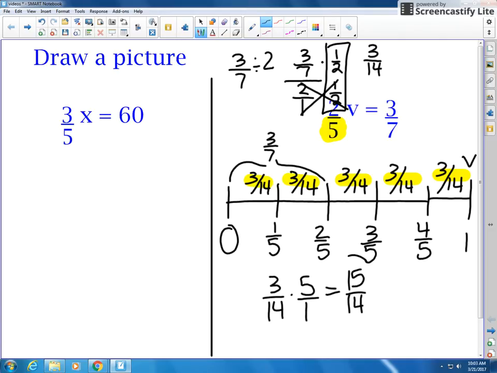Again, I can't leave my fraction like that because the numerator, the top number, is bigger than the denominator. That's a fraction greater than 1. So I need to turn it into a mixed number. 14 goes into 15 one time with a remainder of 1, and those were 14ths. So my final answer, my x equals 1 and 1/14.